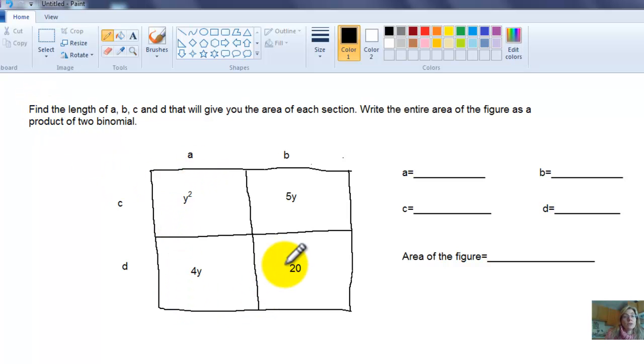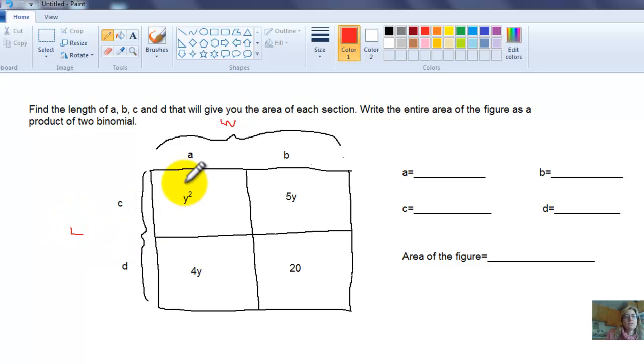Anyway, what these problems are trying to get you to see is that if you're looking at the area of the large square, you're going to do this total length times this total width. You can also look at the area of this large square as the addition of 4 smaller squares. If you took the area of this square right here, and then the area of this square, and this square, and then this square, and added each of those areas, you would get the area of the total square. So there are 2 ways to approach this problem.